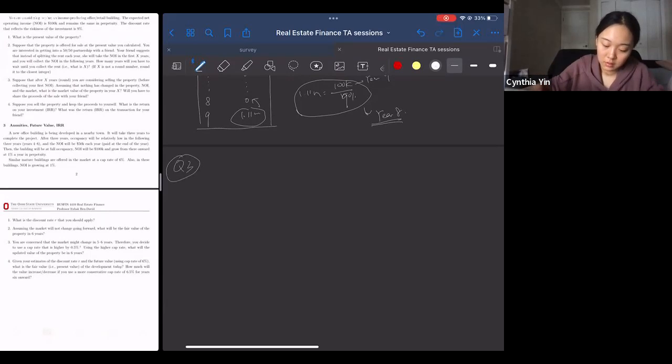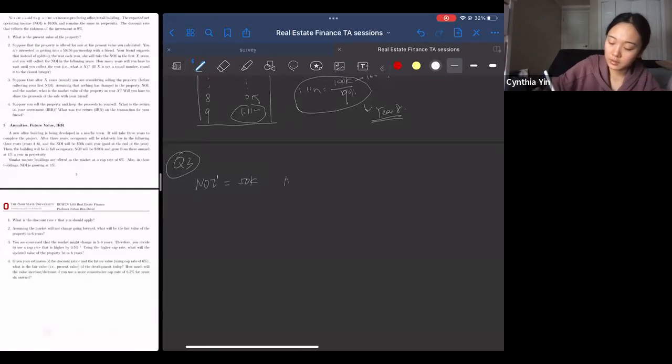Before everything, let's see just a new building, and it takes 3 years to complete the project, and after 3 years it will start to collect rent, but it's relatively low, only 50K per year, and then it will become 100K with growth 1%. So there is a NOI which is 50K. Let's call it NOI subscript 1. And another NOI subscript 2 is 100K.